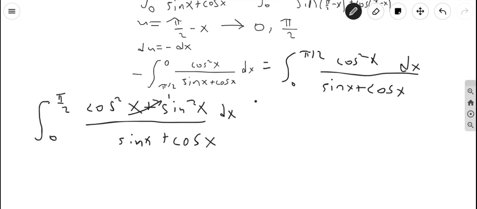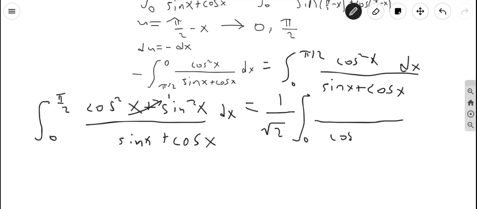So what we're going to get is a new integrand. Remember what I said earlier about our denominator. Sine of x plus cosine of x is just another trig function. That's the square root of 2 times cosine of pi over 4 minus x. So we can pull that 1 over square root of 2 out in front of the integral because it's a constant, and then we just have this integral.